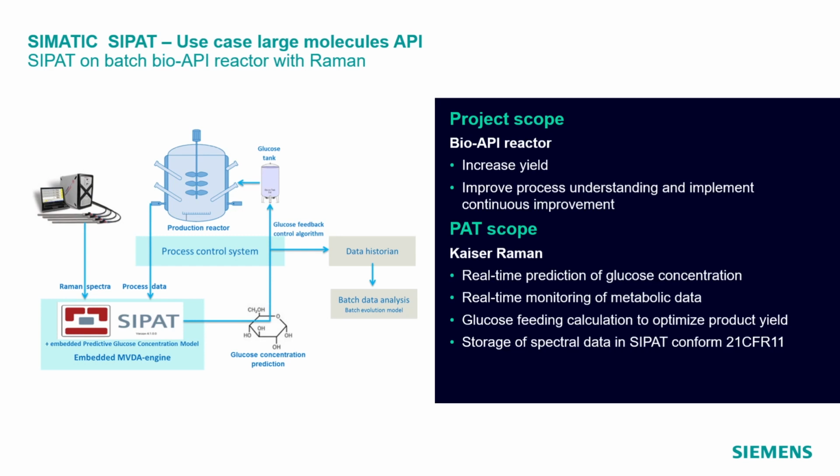And that input is then used as a basis to calculate the amount of glucose that needs to be added to the fermenter to optimize the yield of the process. And this is really done in a real-time closed-loop control system.